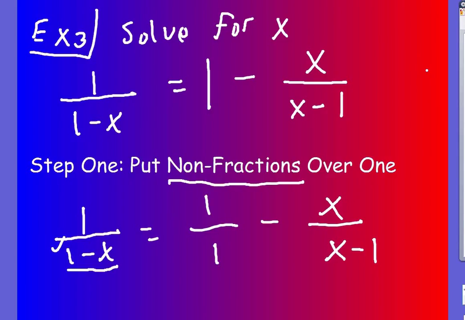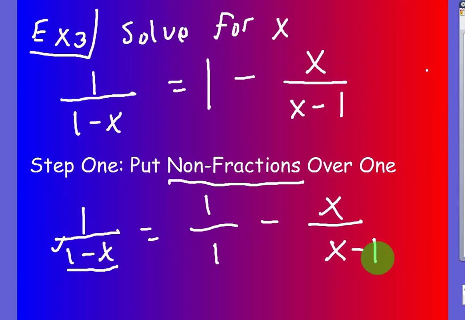Alright, we have another example of solving an equation with polynomial denominators. This one looks pretty easy though. Step 1, we're going to put non-fractions over 1, so this 1 is going to become 1 over 1. Now we have 1 over 1 minus x equals 1 over 1 minus x over x minus 1. Remember the steps. Next step, that's to factor.